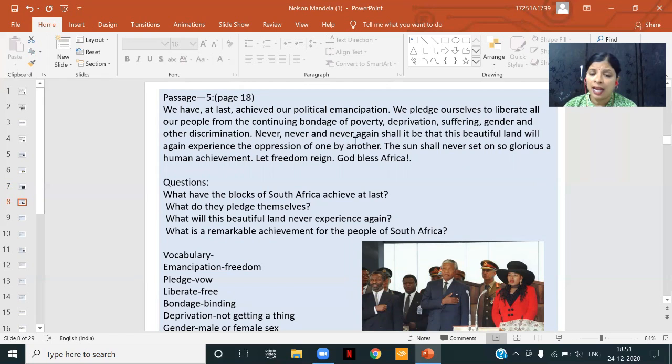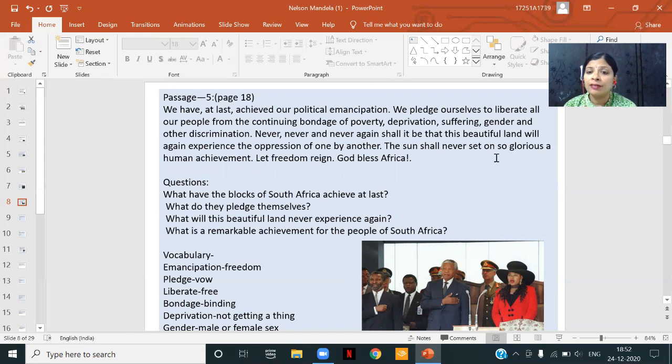Never, never, and never again shall it be that this beautiful land will again experience the oppression of one by another. So Nelson Mandela stresses on this thought. He says that no one is going to suffer any kind of oppression by another. So that's why he repeats this word, children. He says, never, never, and never again. It shows that Nelson Mandela is very emotional. He's very particular about it. He says that nobody is going to face oppression by another in his new democratic government.